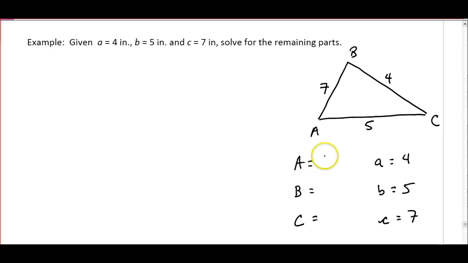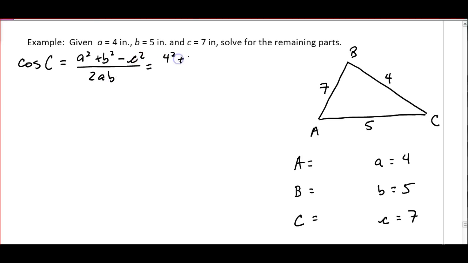And since I'm looking for the three angles, I'm going to start with one of the angle formulas. Now, really I could start with any of these, but what I normally like to do is start with the largest angle. So angle C is going to be the largest angle because it's opposite the longest side. So my formula is cosine of angle C is equal to a squared plus b squared minus c squared over 2ab.